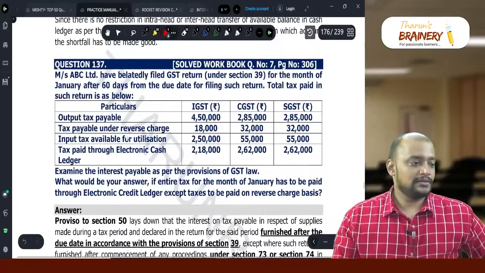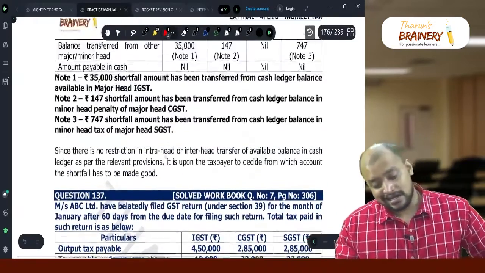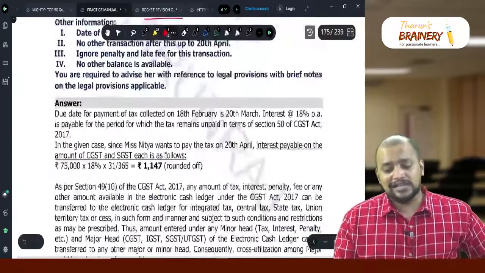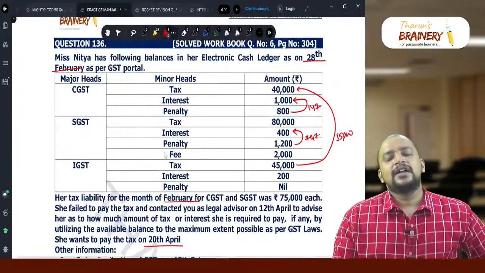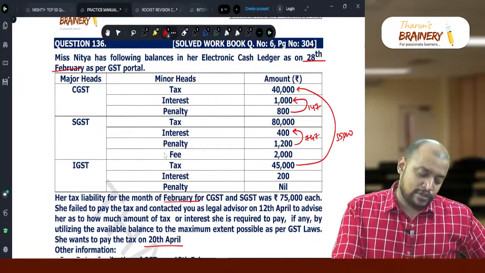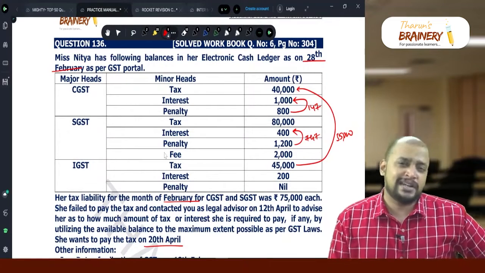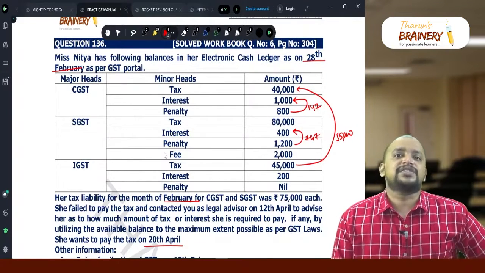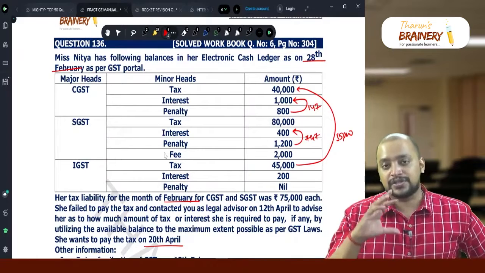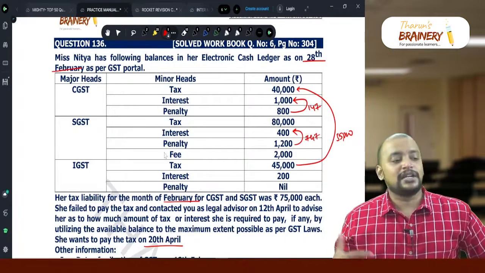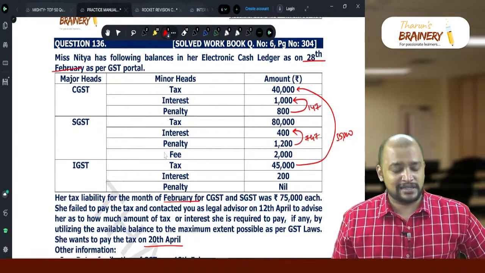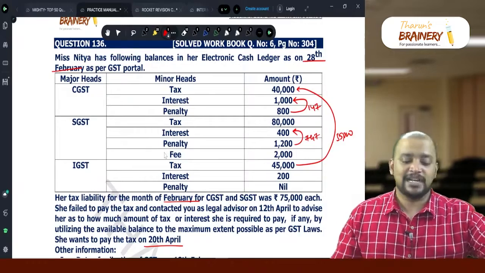Yes, any cell to any cell we can shift the balances: between major heads, between minor heads, from major head to minor head, anywhere to anywhere. There is no restriction. From any cell to any cell we can shift the balances. For that we need to file PMT 9.